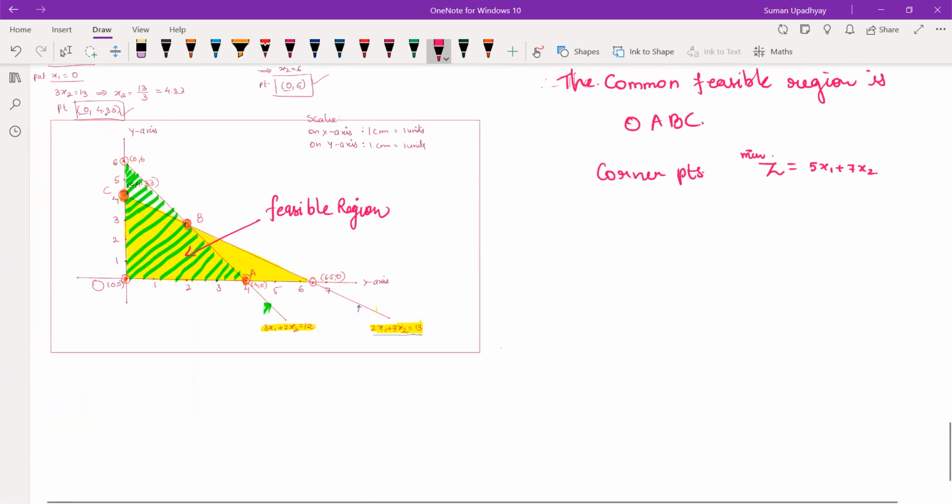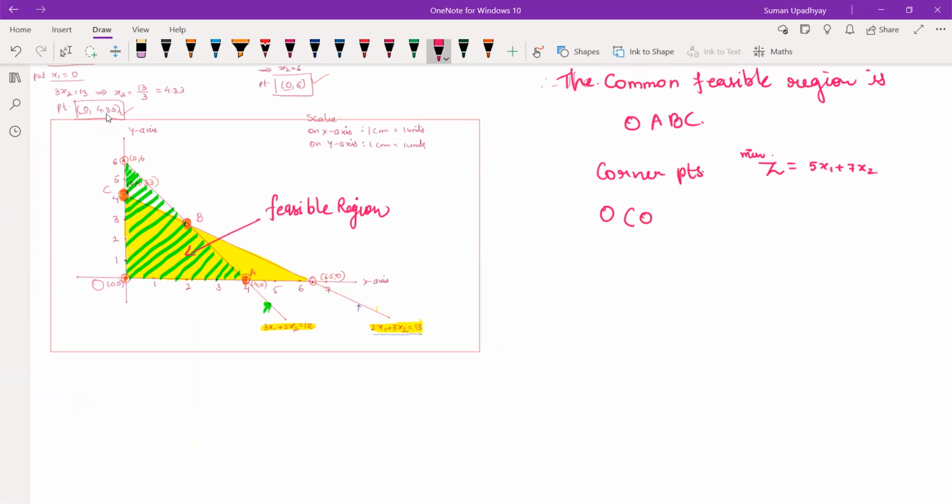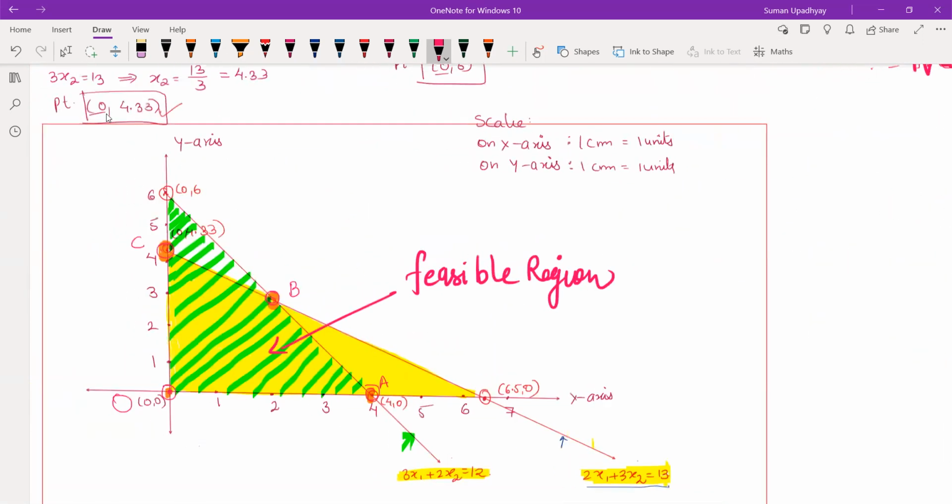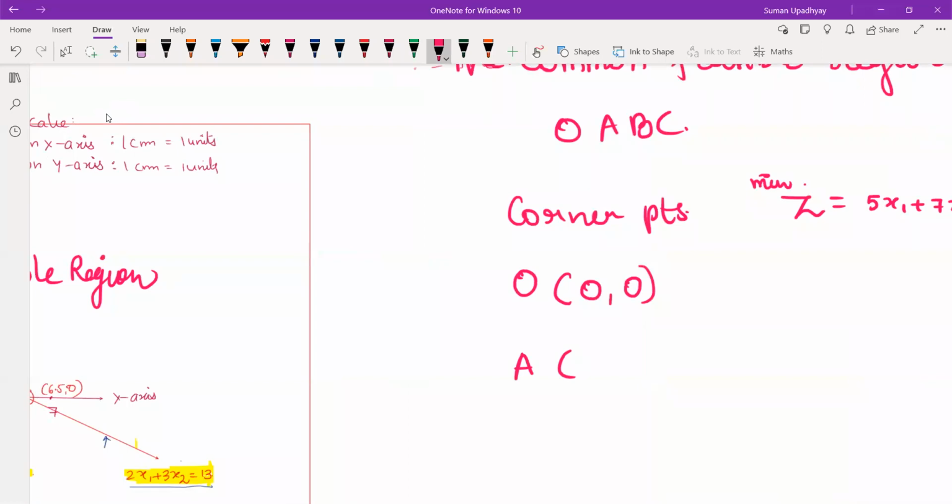So let us see. So first point, corner point क्या हमारा? O. उसका कोऑर्डिनेट क्या है? 0,0. A का कोऑर्डिनेट पता चल रहा है क्या आपको? Can you see where is A? 4,0, right? So I'll just write 4, 0. And then B के coordinate लिखेंगे and C के coordinate लिखेंगे.